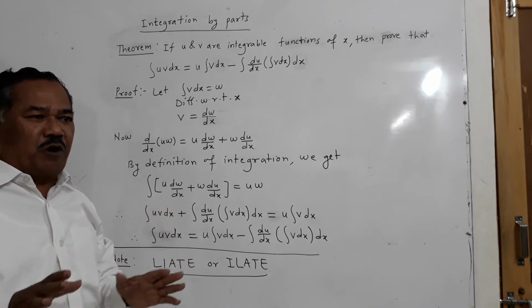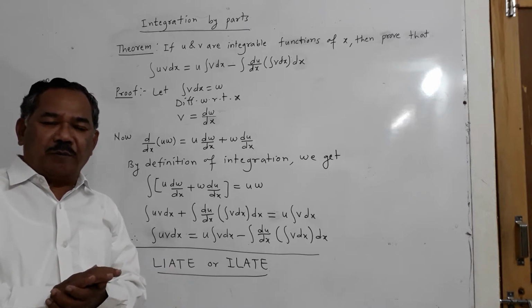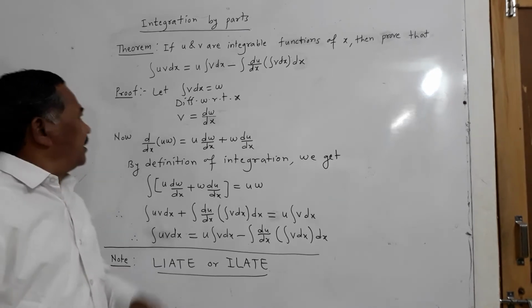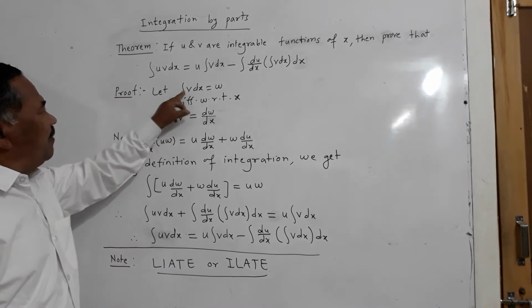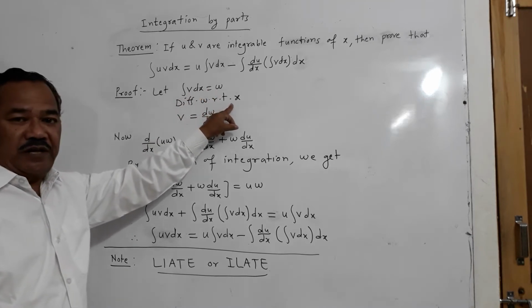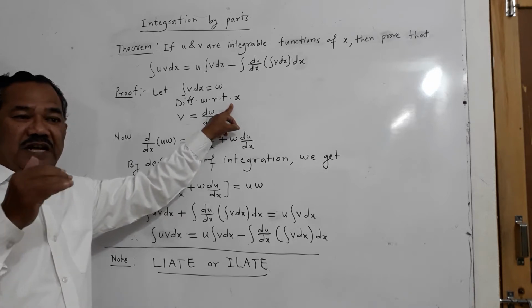Remember, this is the important part. If we have to prove this formula of by parts, then remember instead of integral of v into dx, we have to carry substitution. Therefore, see the proof. Let integral of v into dx equal w. Then we write here, differentiating with respect to x. What is the operator of derivative with respect to x? That is d by dx.